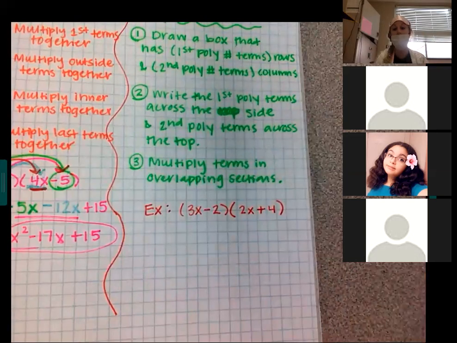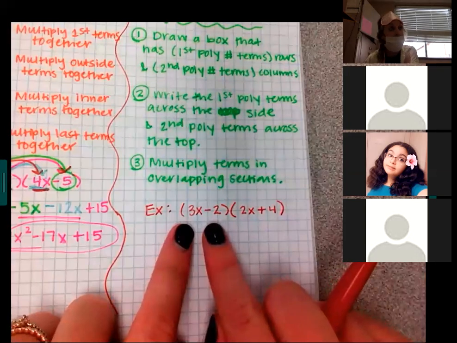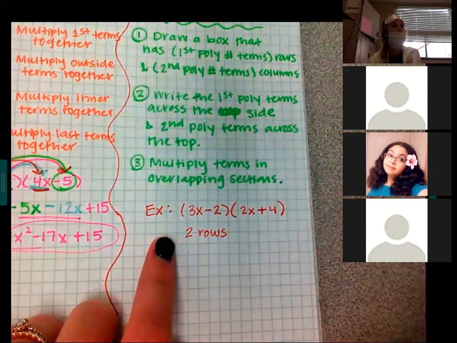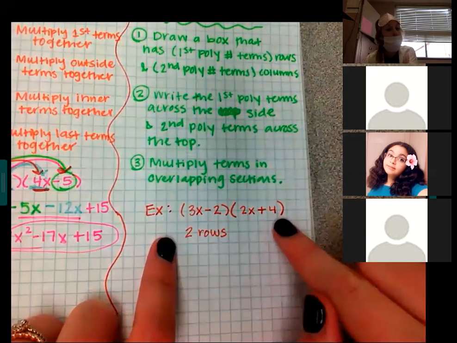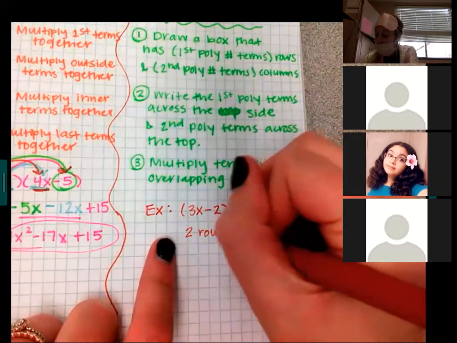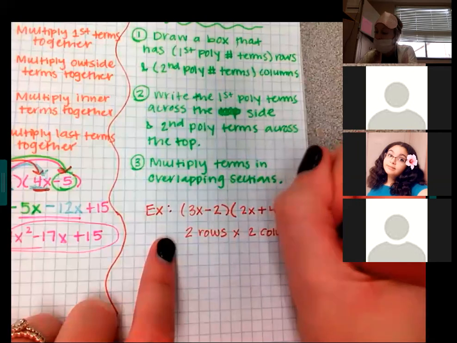So everybody watch. How many terms do I have in the first polynomial? 2. I need 2 rows. How many terms do I have in the second polynomial? 2. The second one has 2. So I need 2 columns.